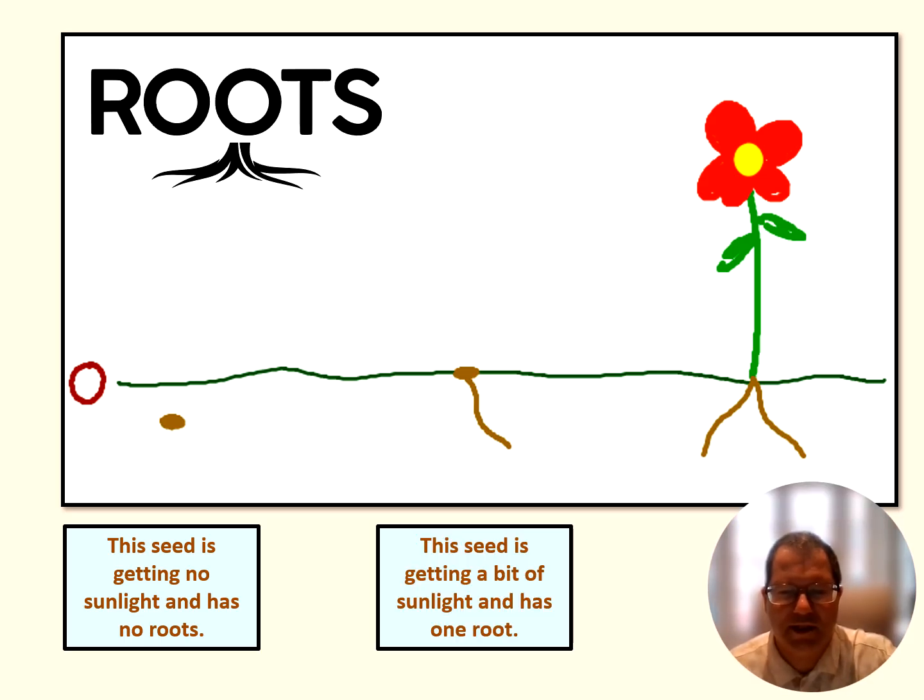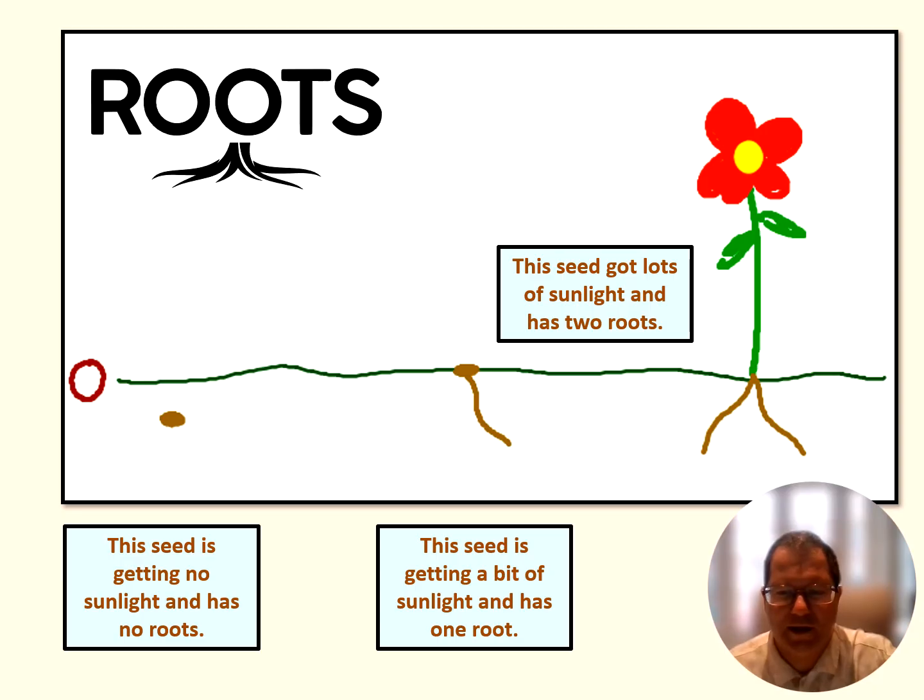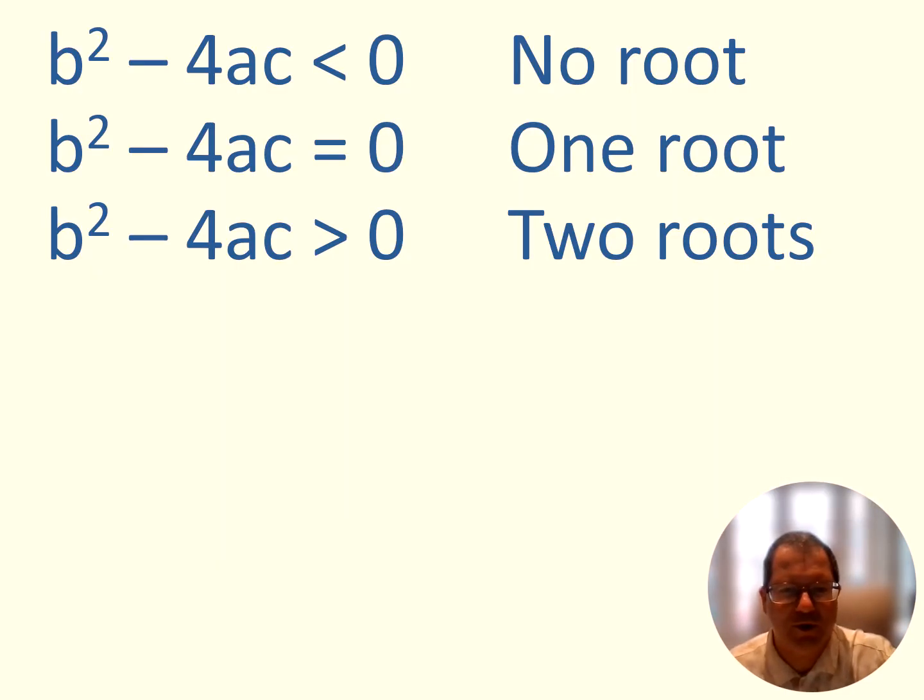Our next seed is getting a bit of sunlight because it's poking out of the soil, and it has one root. So b squared minus 4ac is 0, and there's one root. And then finally, we have to suspend our belief and imagine that we've planted a seed above the ground. As a result of that, the seed got lots of sunlight, and you can see that it has sprouted two roots. So b squared minus 4ac is positive, and there are two roots. So in summary, depending on whether or not b squared minus 4ac is negative, equal to 0, or greater than 0, we will get no roots, one root, or two roots.